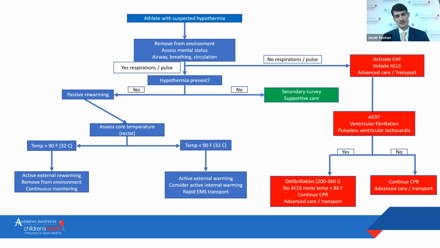While on the other end, if there's any neurological finding, any evidence of a temperature below 90 degrees, they're getting to that moderate severe stage, then you want to consider that active internal rewarming. You want to consider active external rewarming. You want to get them removed from the environment, and then you're going to transport them to the higher level of care to make sure there's no evidence of end organ damage that has occurred.